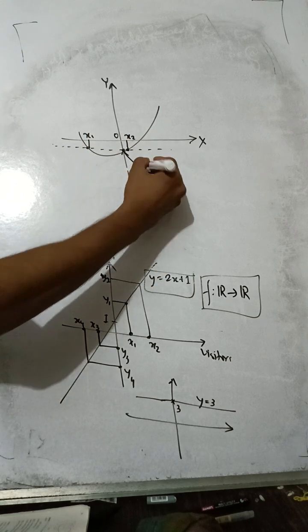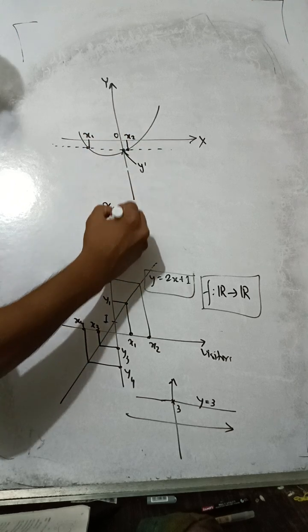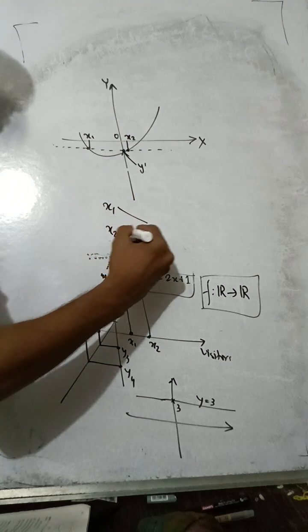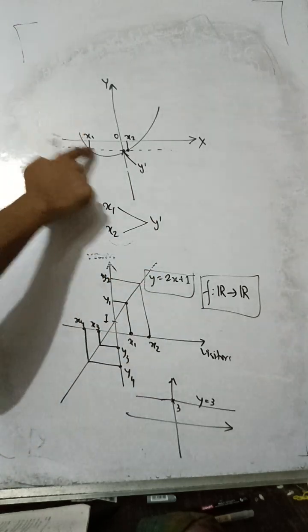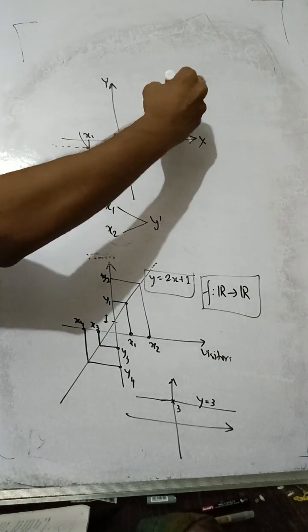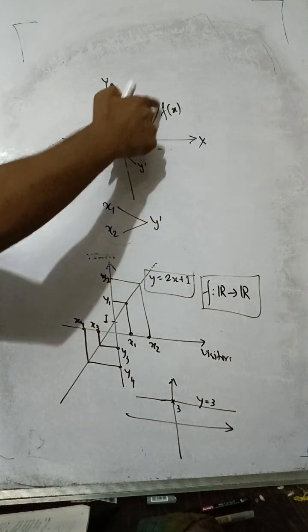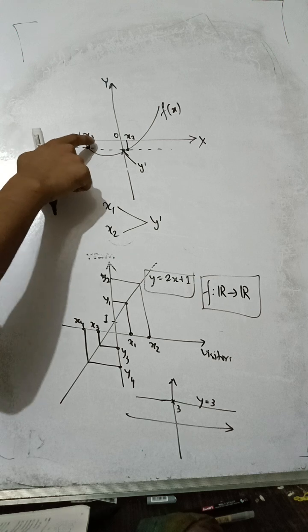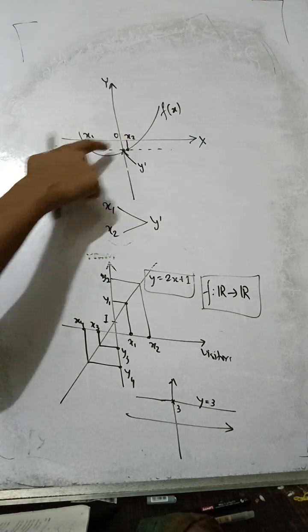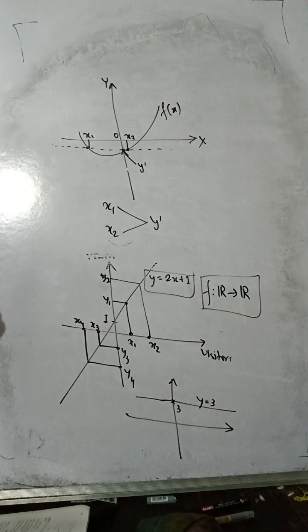So y dash. So x1 and x2 are moving into the same room, y dash, here. So this curve, whatever function it may be, let it be f(x), this function is not a one-one function. Why is that so? Because we can have at least two such points which are moving into the same room, right?